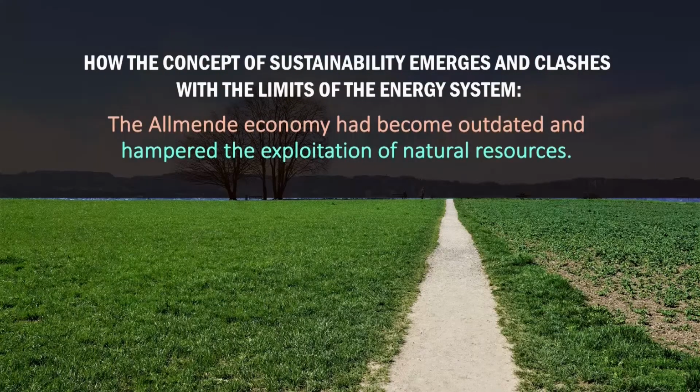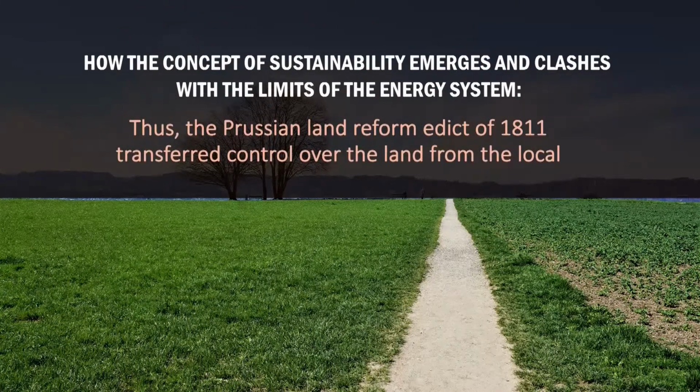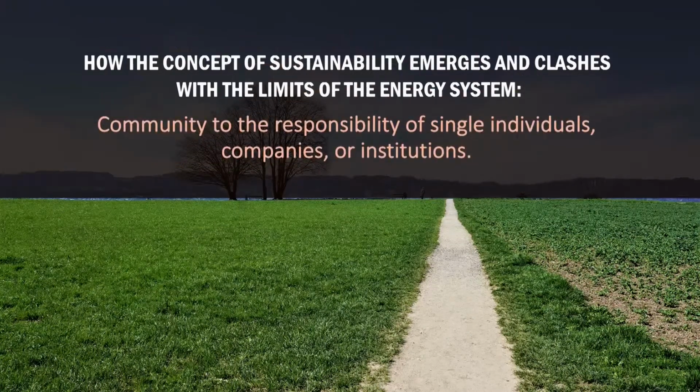The Almende economy had become outdated and hampered exploitation of natural resources. Thus, the Prussian Land Reform Edict of 1811 transferred control over the land from the local community to the responsibility of single individuals or companies or institutions.